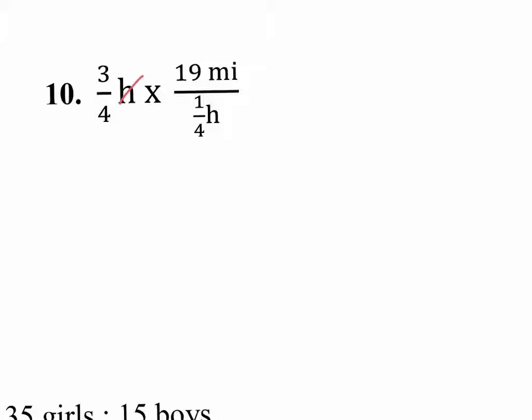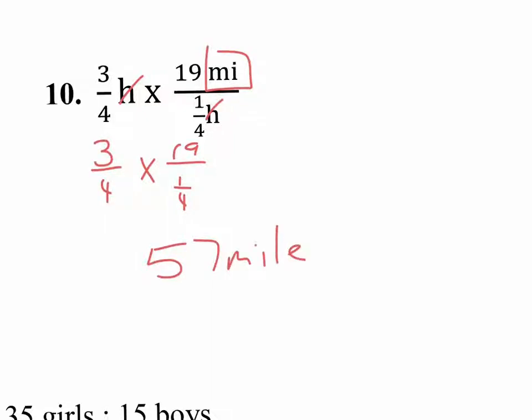Okay, so hours. Technically, I'm just doing 3/4 times 19 and 1/4. So I'm going to take my 3/4 and multiply by 19 and 1/4. I'm going to go ahead and just plug this in my calculator, and you end up with 57, and then my only label left is miles. So technically this was 19 miles per 1/4 hour, and this was 3/4 hours.